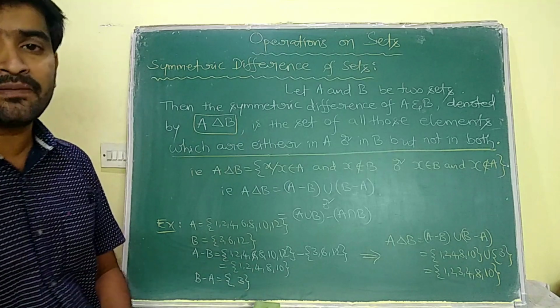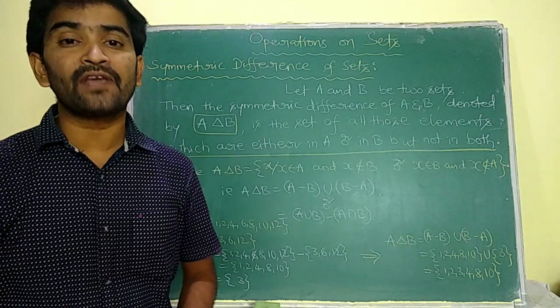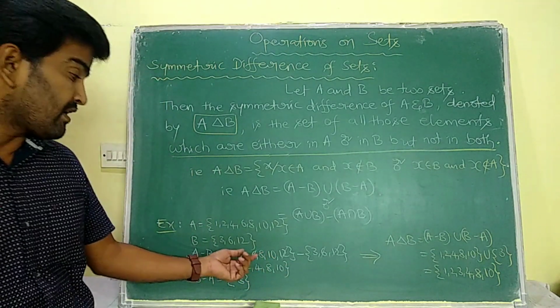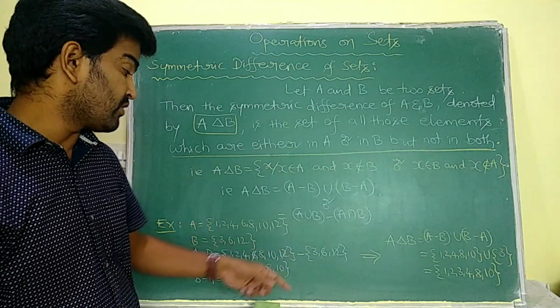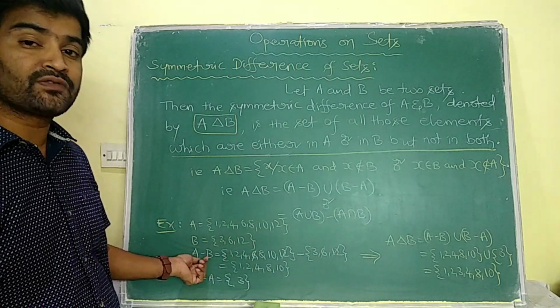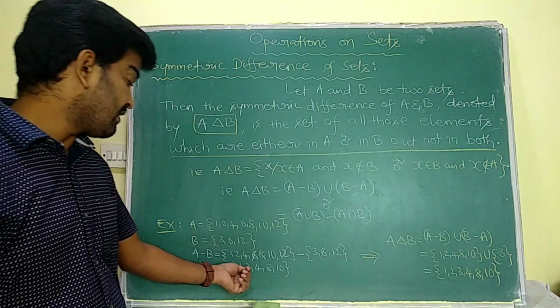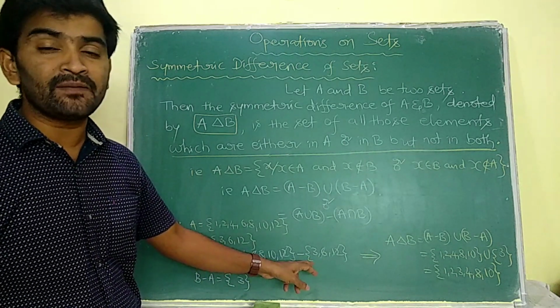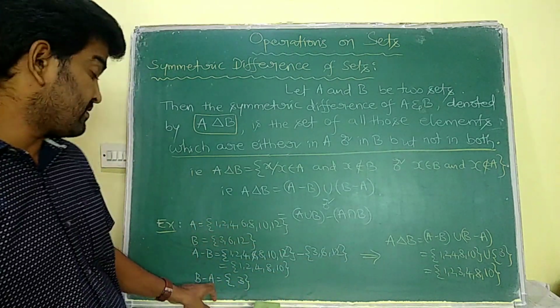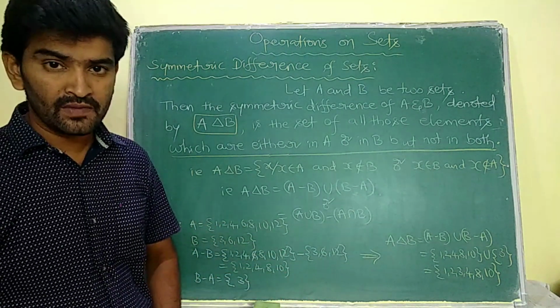We know A minus B means I have to write only the elements of A. That means the common elements I have to remove. So here I removed the common elements 6 and 12. Then I have to write the elements which were left in A, so that is 1, 2, 4, 8, 10. If I write the elements which were left in B, then that will become B minus A. So B minus A is 3.